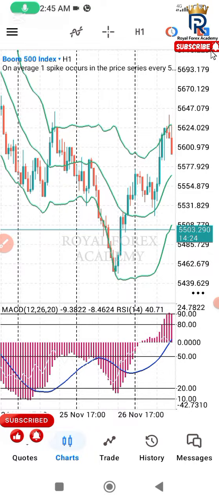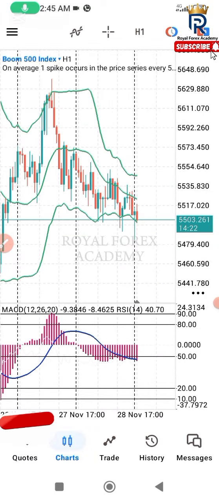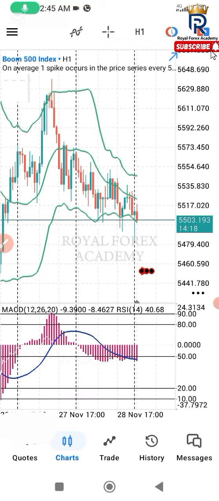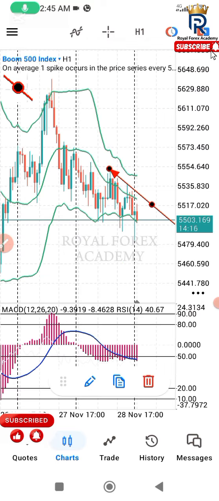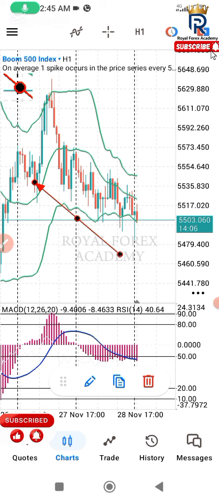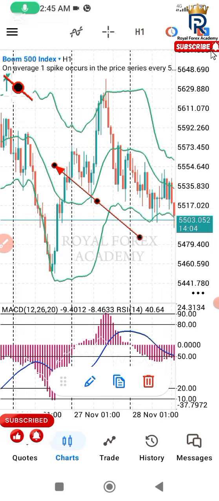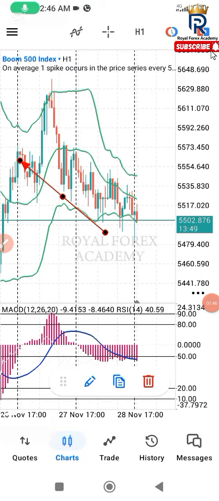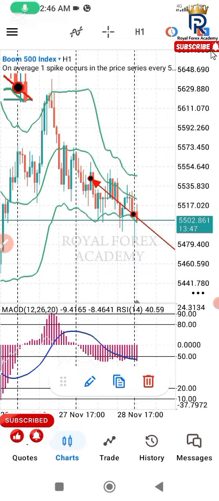Now, having established that, what is the function of our moving average on our indicator and the function of our Bollinger Band? So let's begin with the Bollinger Band. The Bollinger Band will help us to determine volatility of the market. So what that implies is when you see the Bollinger Band expanding, it means there is volume in the market. It signals that there is volume in the market.